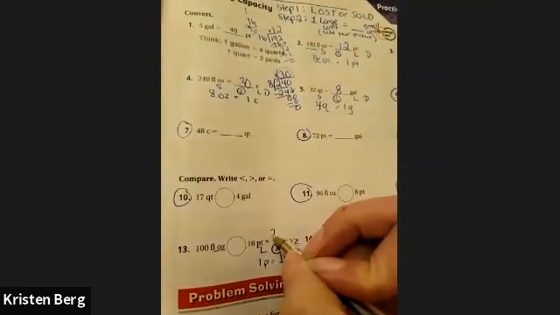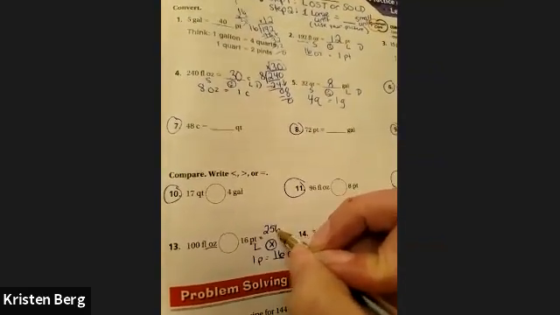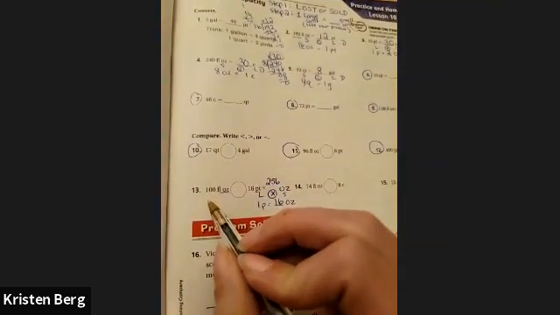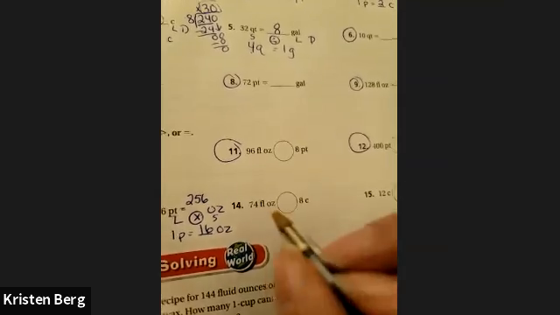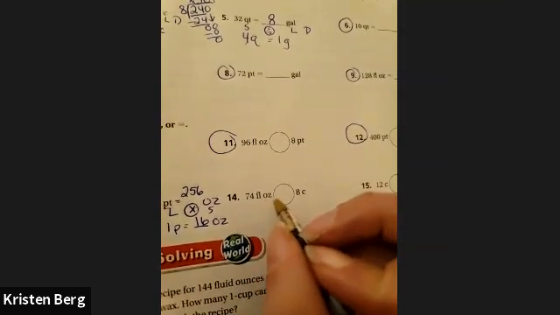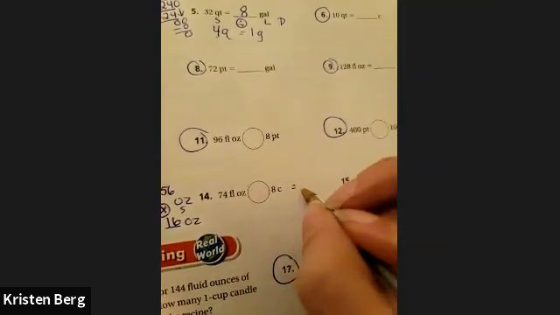So this one would be 256. So 256 versus 100 ounces. Which one is bigger? It is definitely 256. Next, what we would do here is definitely the smaller unit is the ounces. So I'm going to change this to ounces.